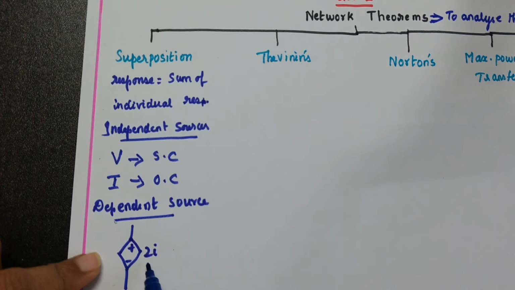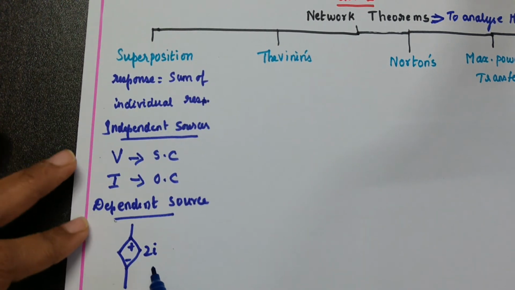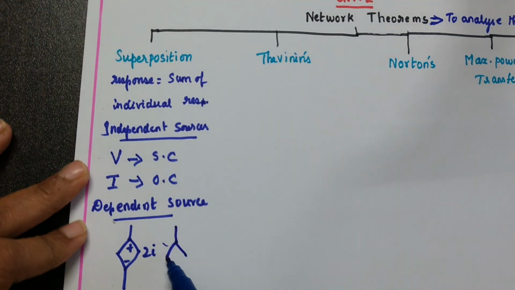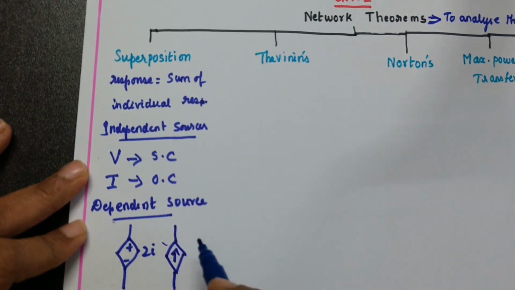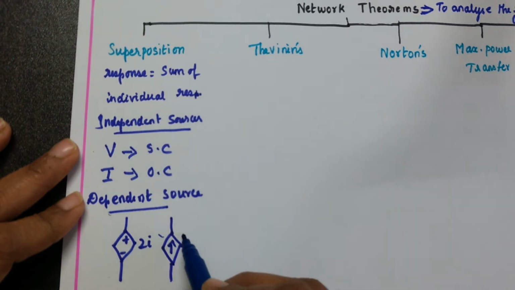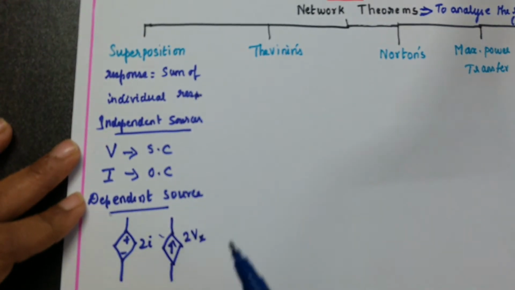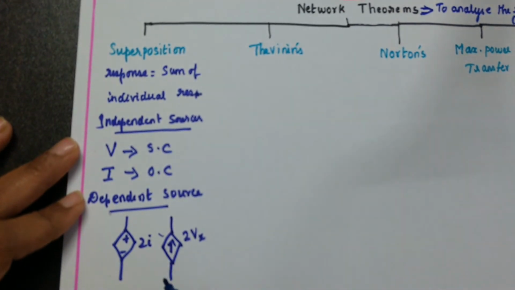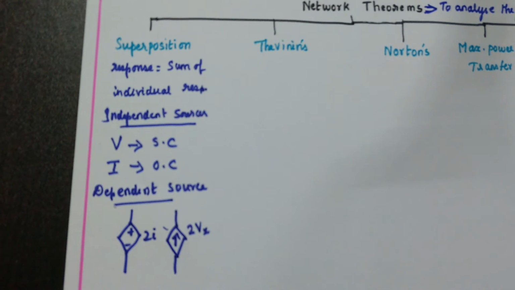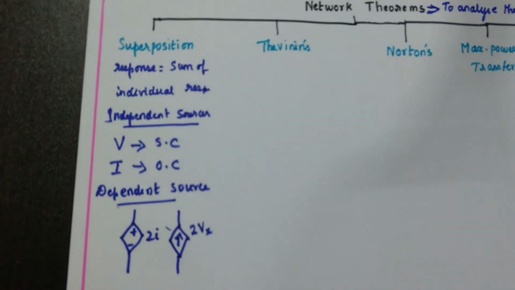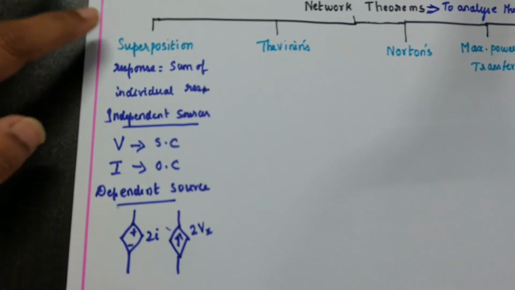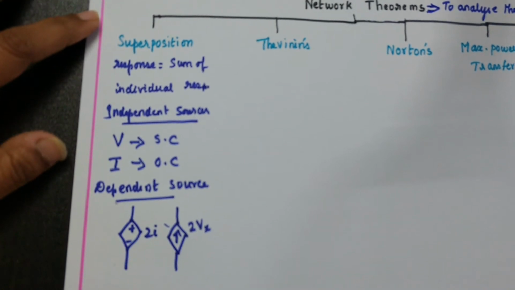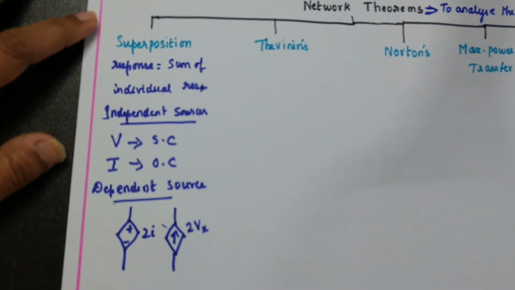A dependent source given as 2I means it depends on the current I value. Current I may pass through any resistance terminals. A dependent current source is drawn like this. For example, if it is 2Vx, it will depend on the voltage at node X. This we know. If a circuit contains only dependent sources, we cannot apply the superposition principle to find the response. At that time, the response will be equal to 0.